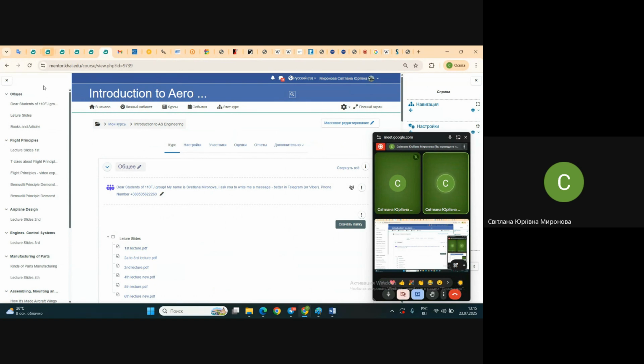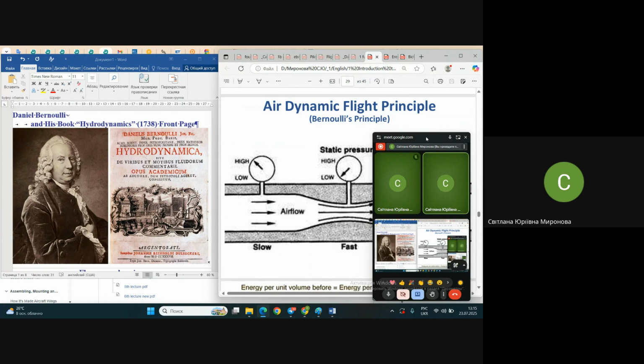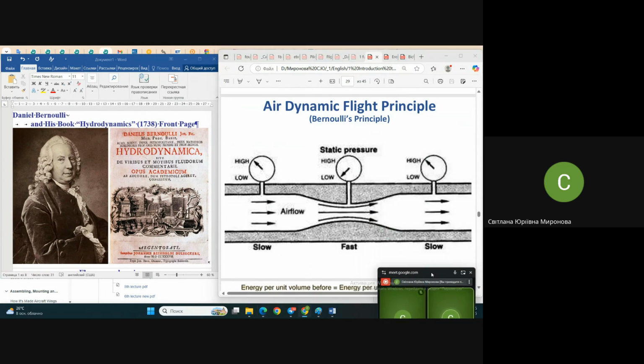And let's continue from the point where we stopped. Right now, what do we see? We see the same slide where we stopped.